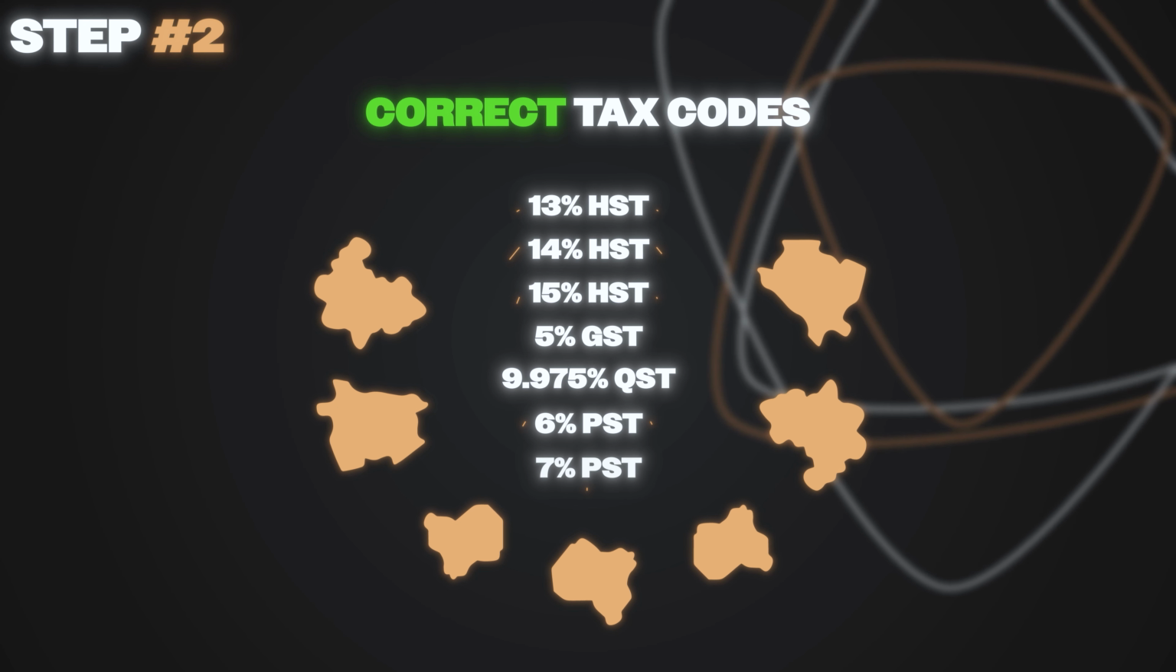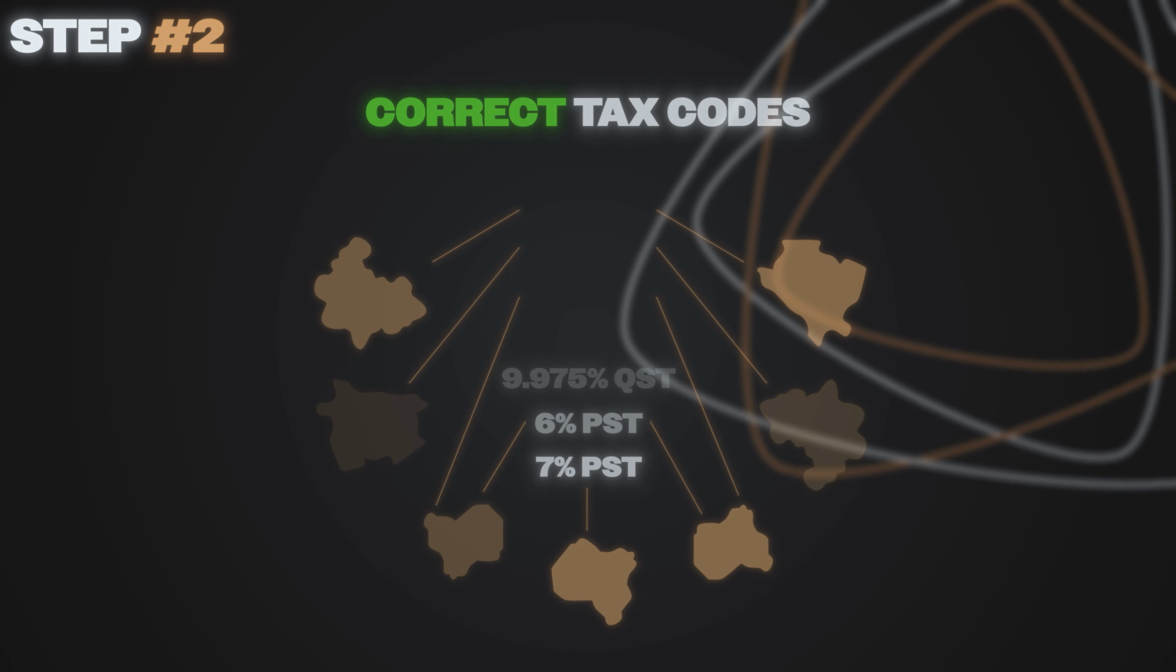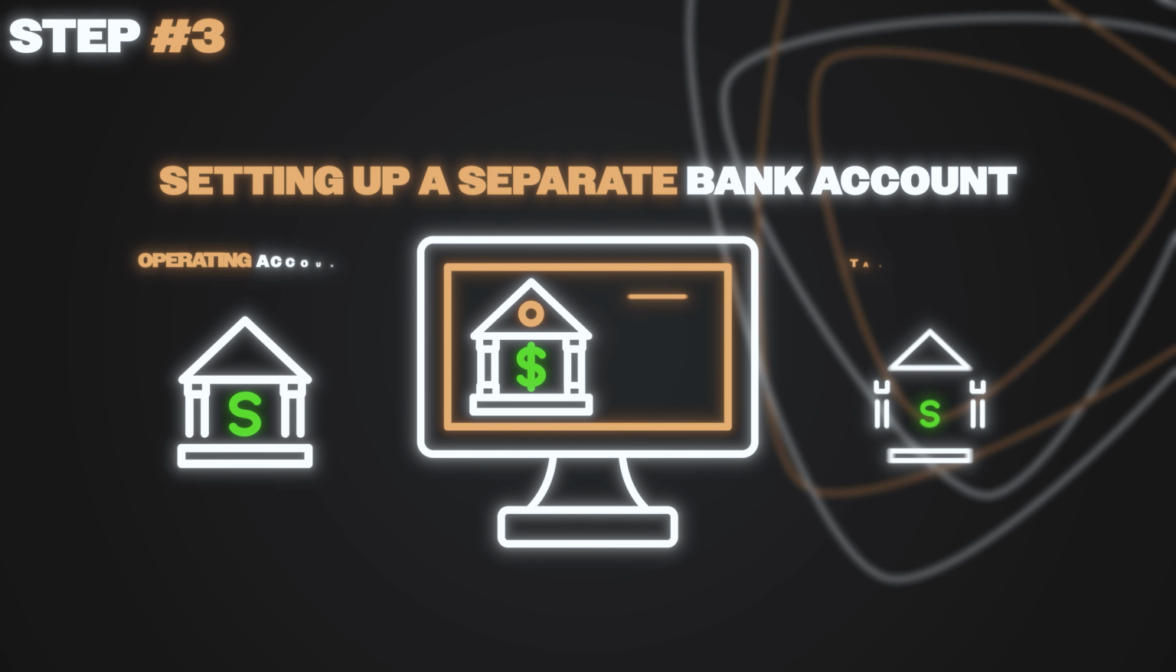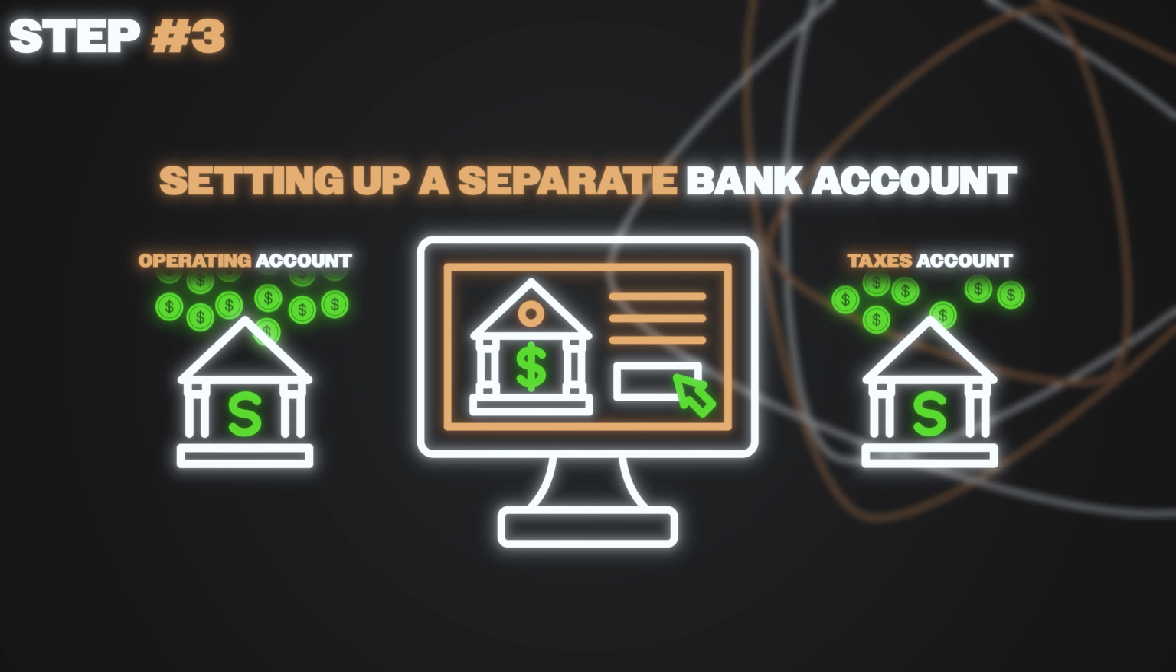Second, set up your accounting system with correct tax codes for each province. And third, I strongly recommend setting up a separate bank account to keep the taxes you collect. The sales taxes you receive are not your money. They belong to the government. And you have no idea how many business owners forget this only to realize they've spent the taxes they collected.